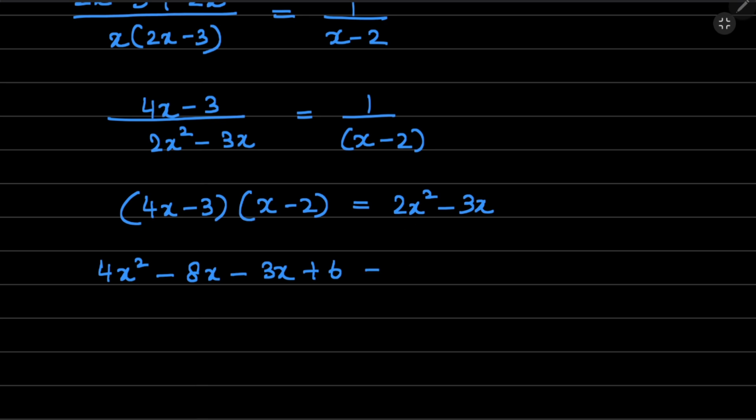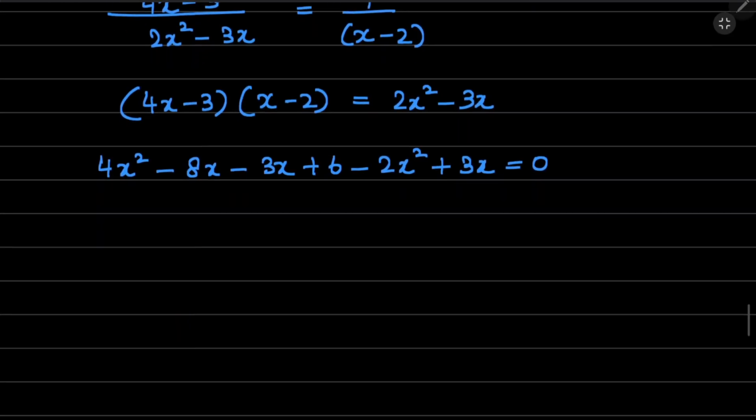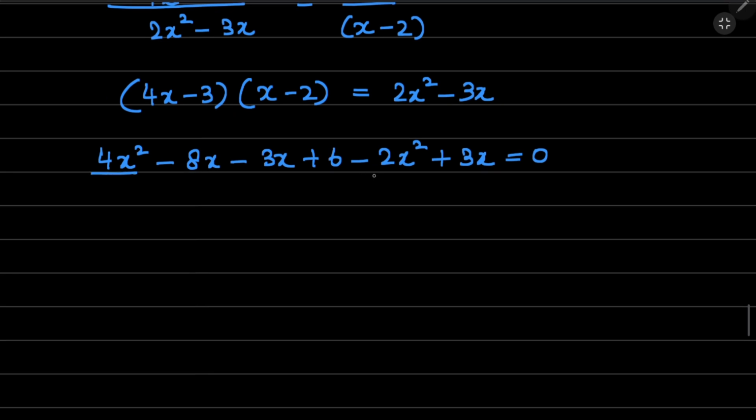So I'll take it to one side: minus 2x square plus 3x, equal to 0. So all the x square terms you can group together. 4x square minus 2x square is plus 2x square. And minus 3x plus 3x will get cancelled. So the only x term that remains is minus 8x. And then 6, plus 6 equal to 0.